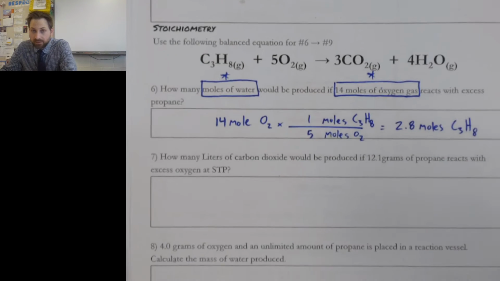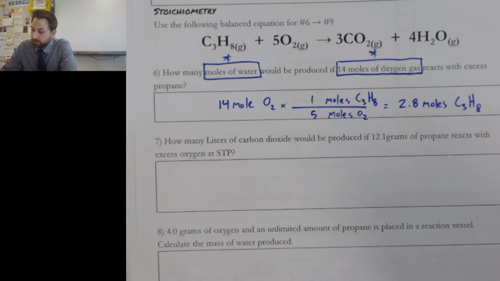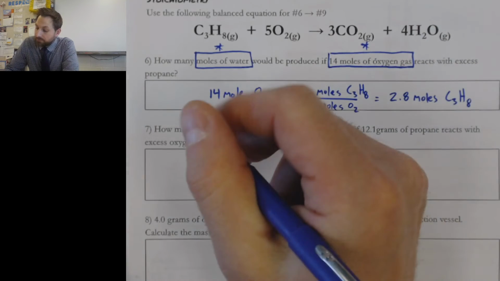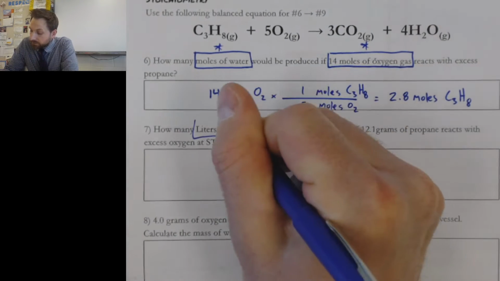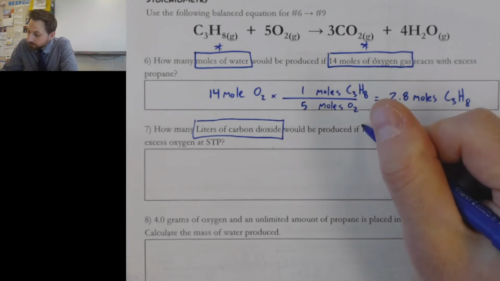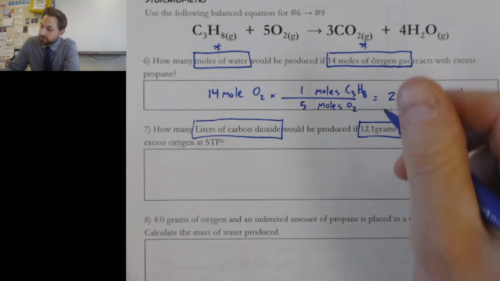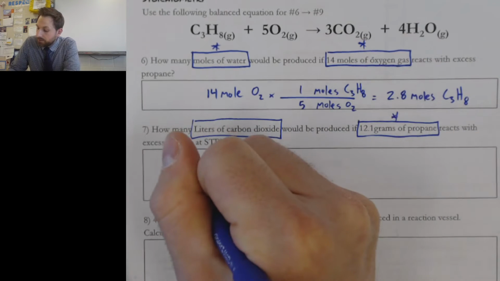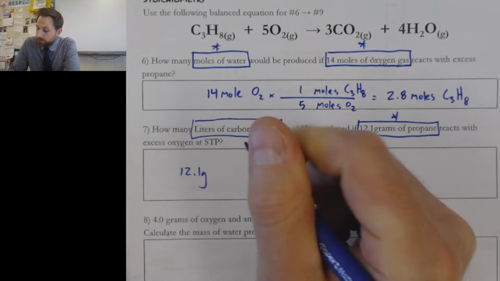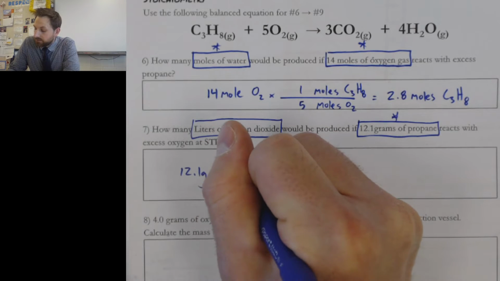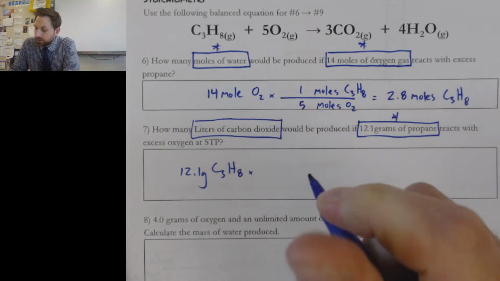All right, we're going to do one more. We'll do number 7, and then I'll guide you in the right directions for numbers 8 and 9. So number 7, we are looking for liters of carbon dioxide. We are given 12.1 grams of propane. You always start with your known. So I have 12.1 grams of propane, propane C3H8.